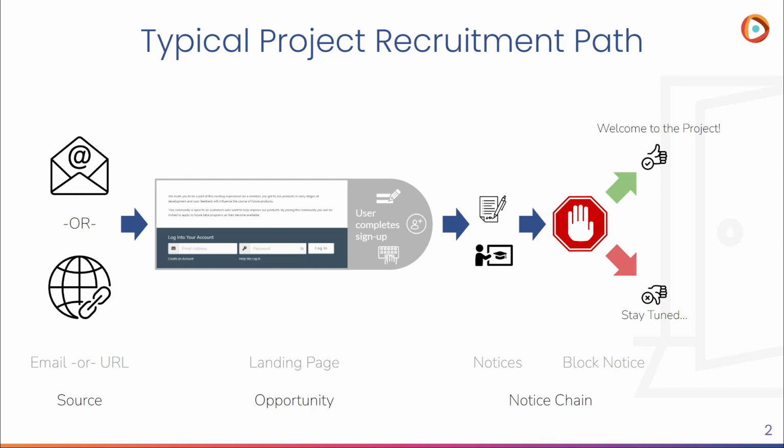So we'll take a look at our qualification survey. We'll find the testers who meet our requirements and we'll promote them to participants and welcome them to the project. And if they don't meet the requirements, we'll ask them to stay tuned. We'll have plenty of other testing opportunities in the future. So now we have a better idea of the typical project recruitment path. Let's go ahead and start building our opportunities.